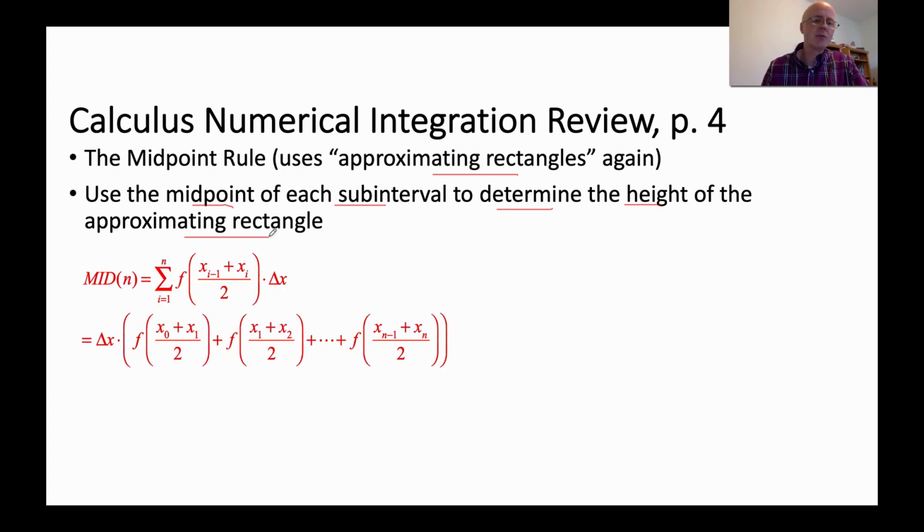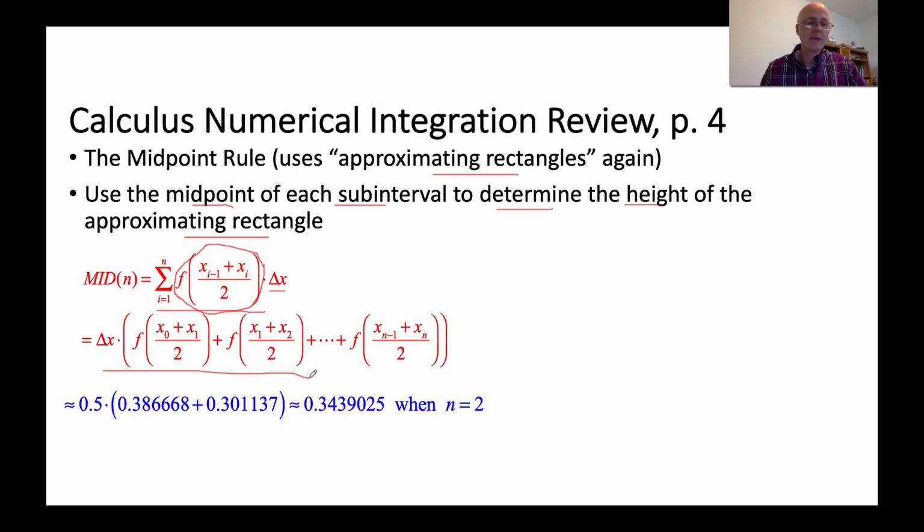So in general, the formula can be written this way. There's the width of your approximating rectangle. And look at this, f of the average of the x's, the partition points. That's plugging in the midpoint of each interval into f to determine the height. And you can, of course, then write it this way and factor the delta x out if you like. And for our example, when n is 2, you get this.